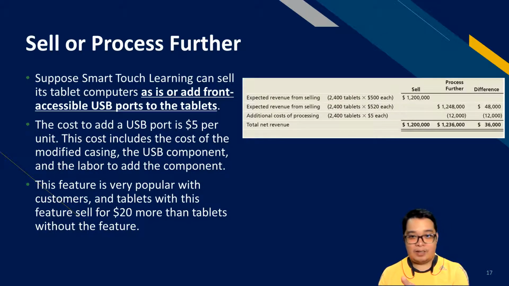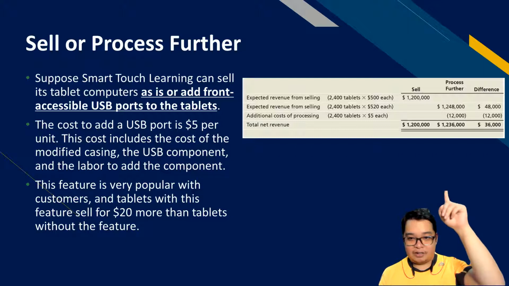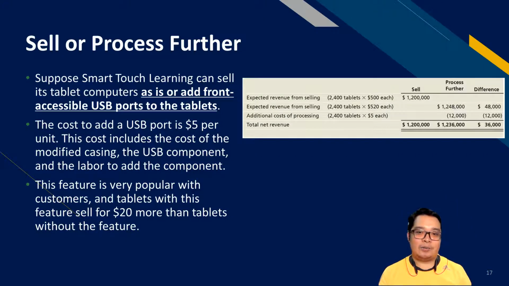If you look at the table above, what's the expected revenue from selling it as is? If you sell it as is, you will get $500 times 2,400. When you process it further, how much are you expected to sell it for? 2,400 times $520 each, which is $20 more than the normal price. So the revenue from processing further is 1.248 million.